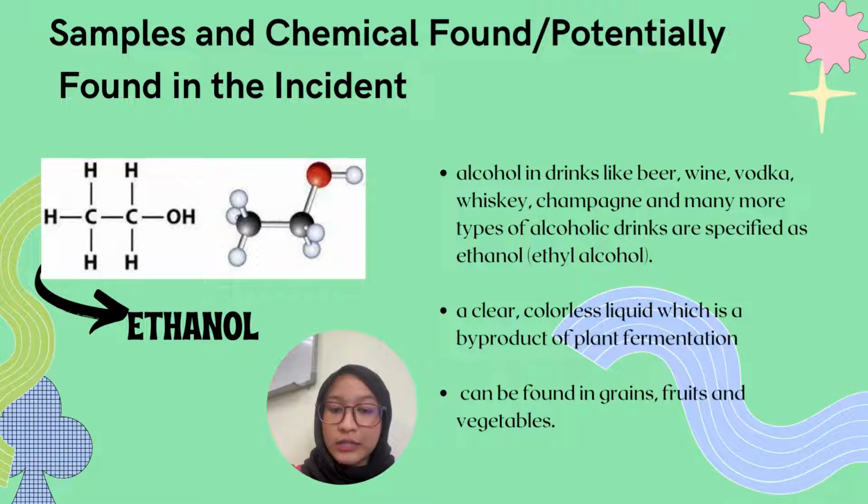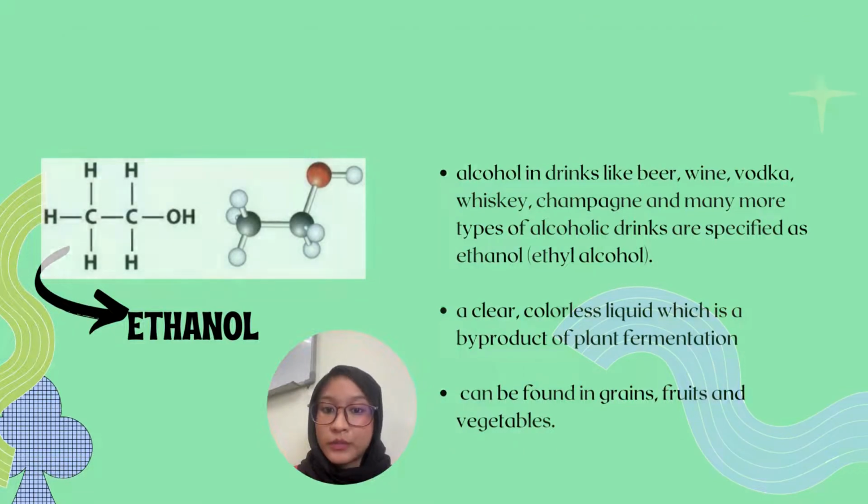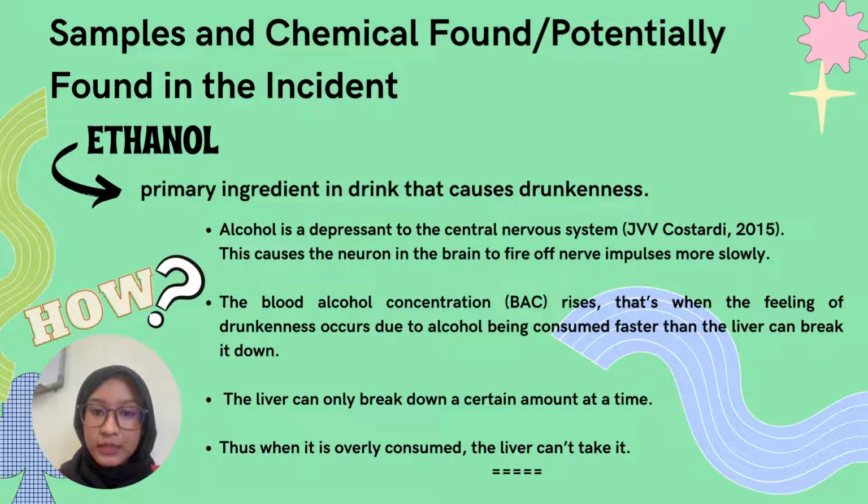Alcohol in drinks like beer, wine, whiskey, champagne, and many more types of alcoholic drinks is specified as ethanol, also known as ethyl alcohol. Ethanol is a clear colorless liquid which is a byproduct of plant fermentation. It can also be found in grains, fruits, and vegetables. For instance, vodka is made of sugar that is contained in potatoes, while wine is made of sugar from grapes. Ethanol is the primary ingredient in the drinks that causes drunkenness.